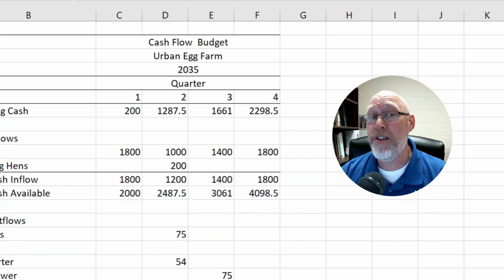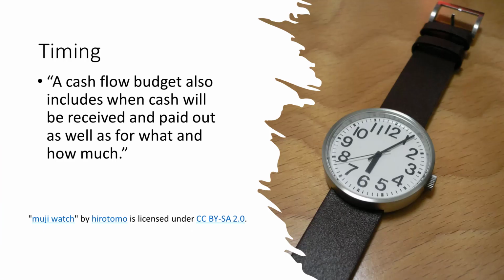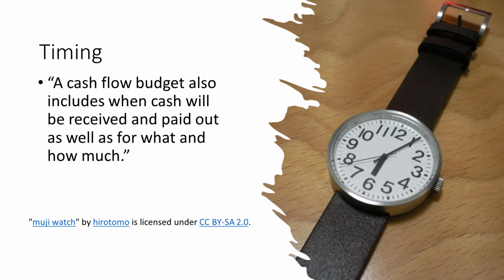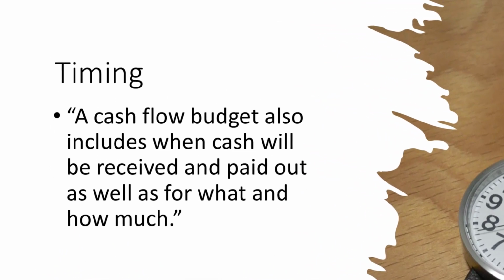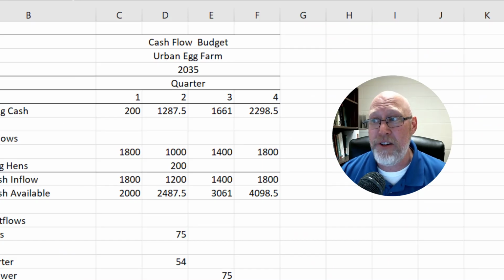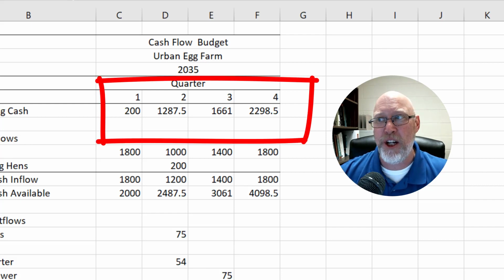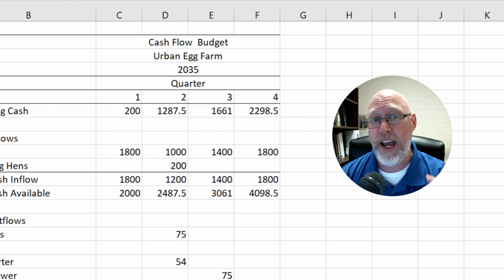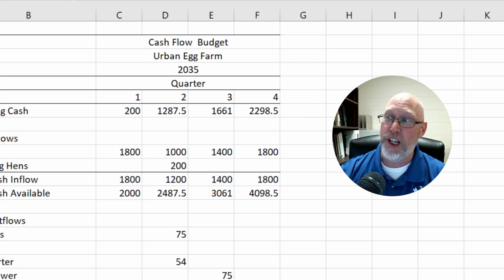A cash flow budget will also include when the cash will be received and paid out, as well as for what and how much. In other words, every line in the budget tells us what we're spending our money on. And we're going to take the lines of our budget and expand it. Instead of the budget for 1 year, now we have a budget for each individual quarter. And the cash flow budget shows when cash is going to come in, when cash is going to come out, and what that cash is used for or where that cash came from.